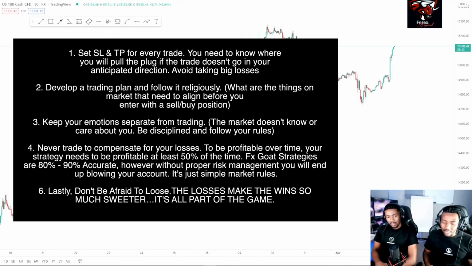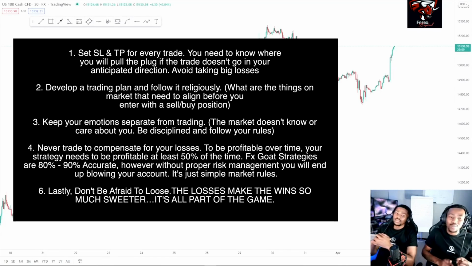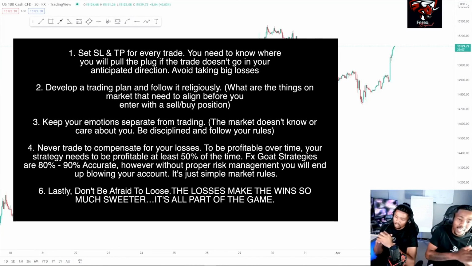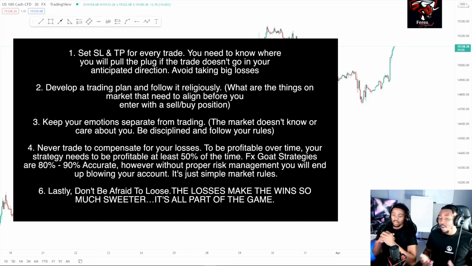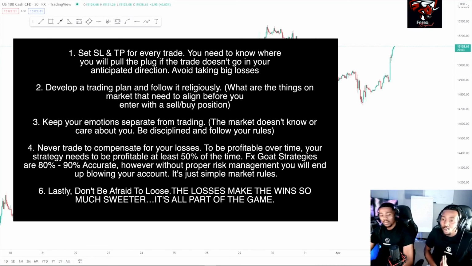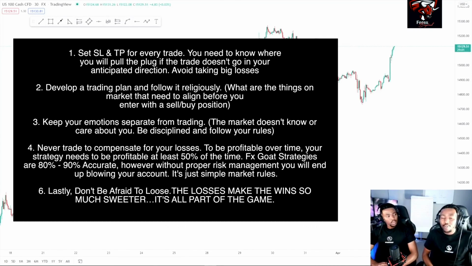To be profitable over time, guys, your strategy needs to be at least 50%. You need to be at least 50% to be profitable in the trading market. And luckily, guys, for you as Fxgoats, our strategies are actually accurate from 80% up to 90%, depending on the level of knowledge that you have. We always cater for our losses, guys. Our losses can be from 20% to 10%.